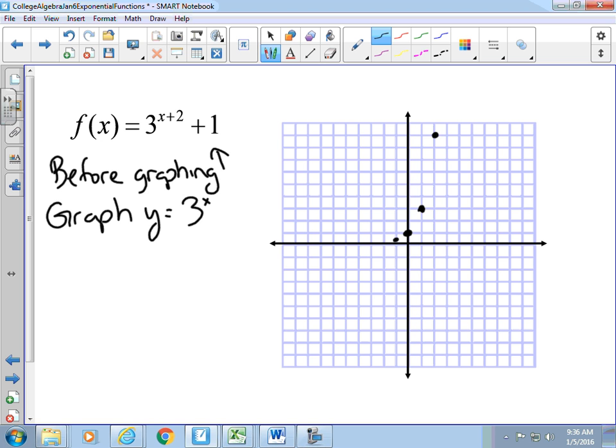What does my graph do that's different than that one? So what's up 1 and left 2? Up 1, what we would think. So, right, we get that. So I'm going to move up 1. Remember, I want to see you move the horizontal asymptote. That way you don't drop below what you're supposed to not drop below. So move that up. So I'm going to move every point up 1 and left 2.